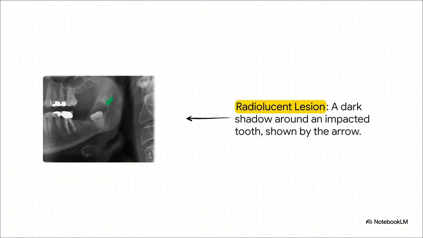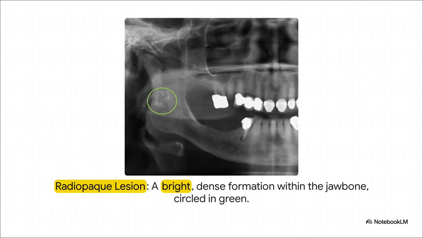Okay, let's see it in action. Here, that green arrow is pointing to a very clear, dark, or radiolucent area around the top of an impacted wisdom tooth. That dark shadow tells us there's probably a lesion or a cyst that's formed in the bone there. The X-rays are just passing right through it. Now, let's look at the opposite. See, inside the green circle, it's highlighting a lesion that's mostly radiopaque. It's bright white. This tells the dentist that something dense, something calcified has formed inside the jawbone, and it's solid enough to block the X-rays.